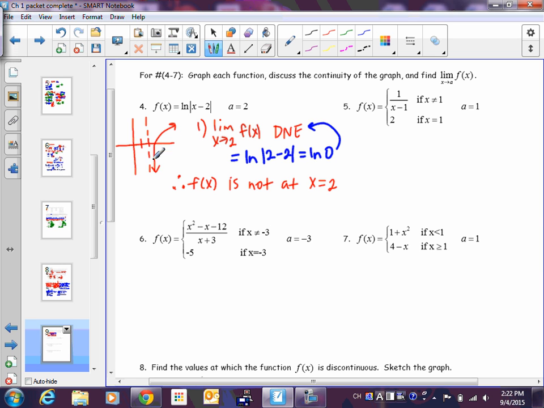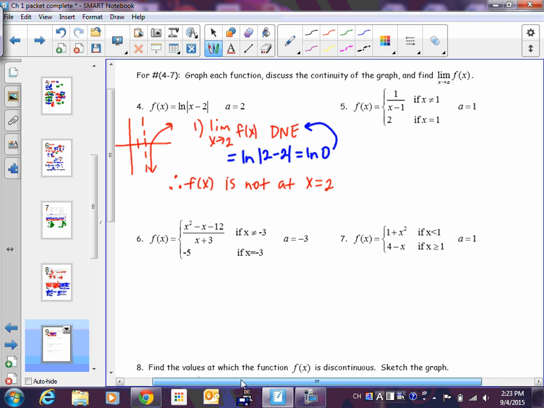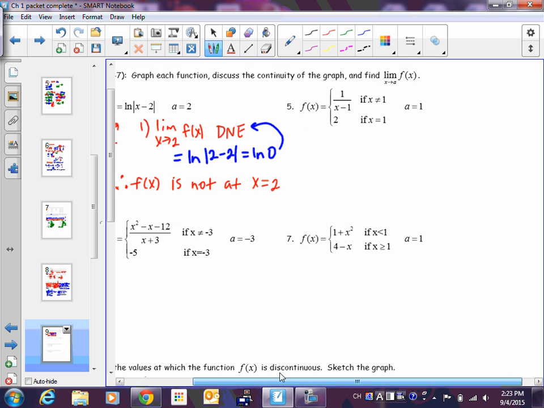It's continuous for all the numbers greater than 2, but it is not continuous at x equals 2. Okay, so let's do number 5 the same way. Let's graph it, because it's kind of a different type of piecewise function, but then I'm going to talk about what you could do if graphing is not really your strong suit.